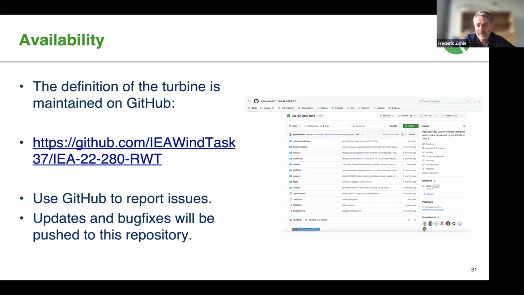Then, in terms of what happens next, we of course expect there to be questions and feedback on the design. Please use GitHub to report these issues. We prefer that over email because then everyone can see it. We try to maintain an FAQ, so please also consult that before you ask any questions. And we certainly already have some issues that need to be addressed, need to update the design. This will also happen in this repository.